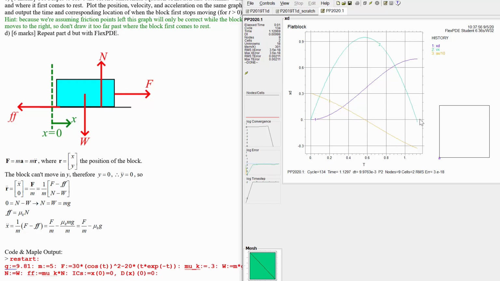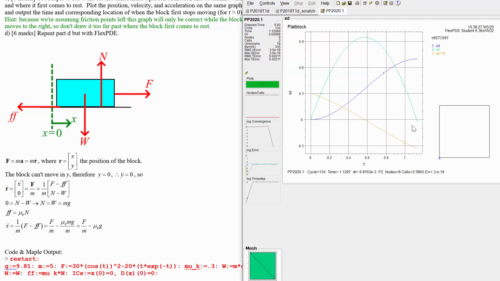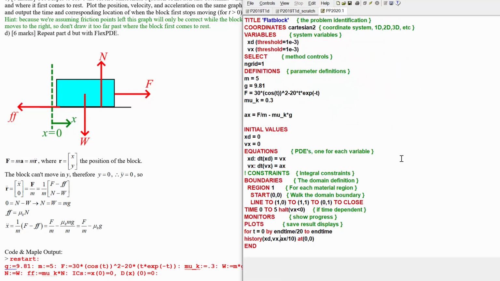Notice that it went a little bit further than it did in Maple because we're not getting an exact solution for this and then substituting and then finding out where it stops. We're doing time steps forward and stopping as soon as the velocity ends up being negative from our numeric solution. Despite all the approximations that go into making this happen with the finite difference method and stepping forward and all that, we end up with a very similar solution, which we can then report.